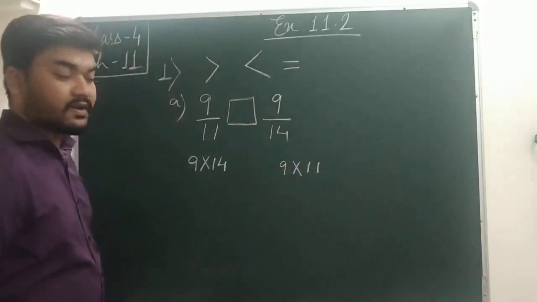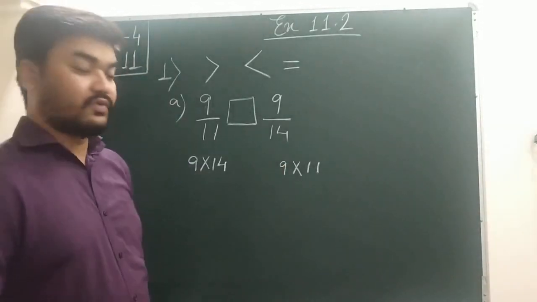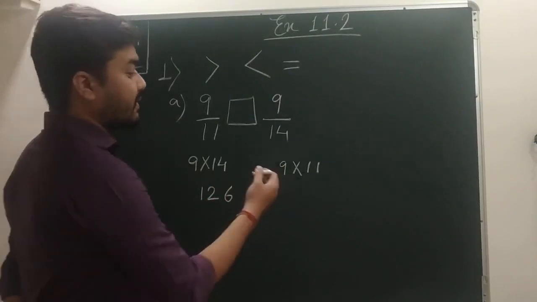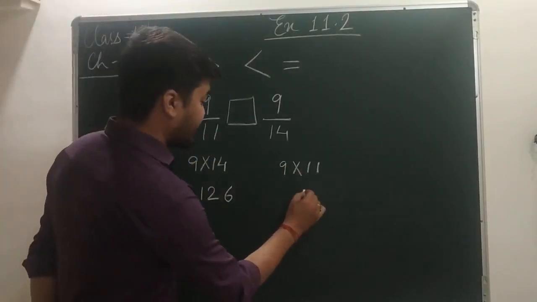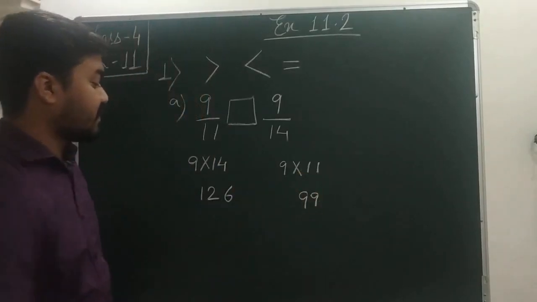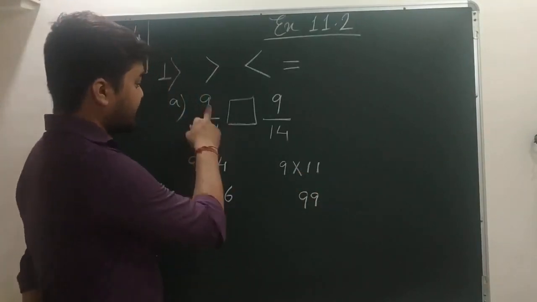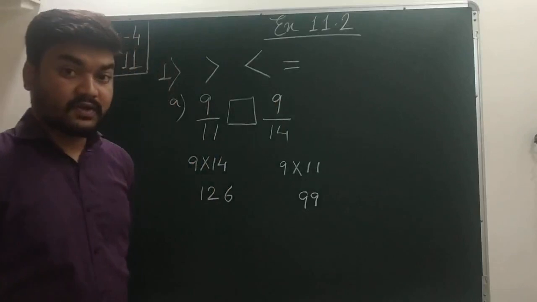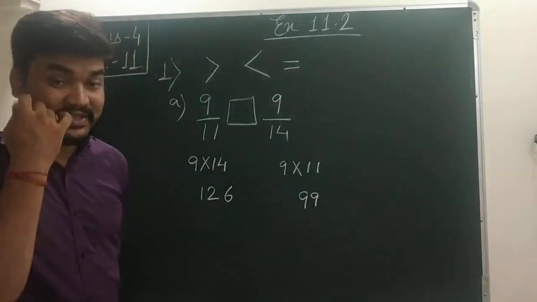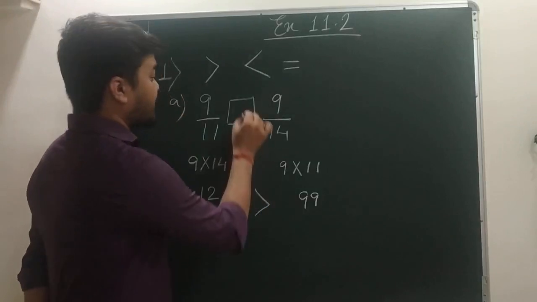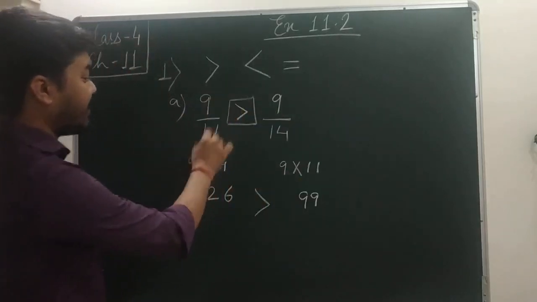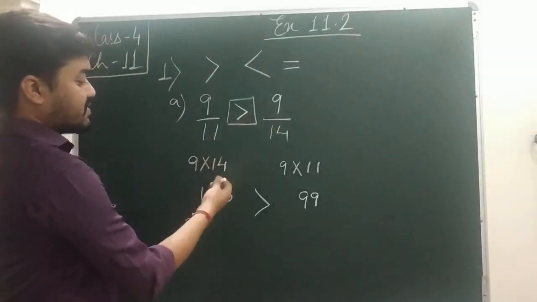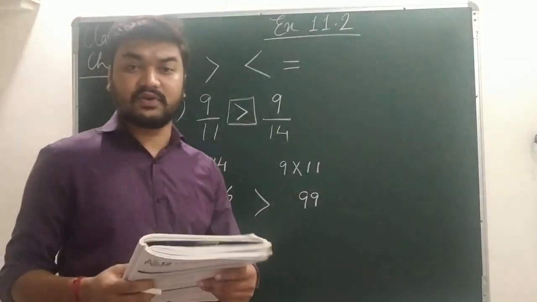When we multiply 9 into 14, we will get the answer 126. And when we multiply 9 into 11, we get 99. So now you all can easily tell which is bigger, which is smaller. This is bigger, so our sign will come like this. Means 9 by 11 fraction is bigger. With the help of this multiplication, we can find out which is greater, smaller, or equal to.